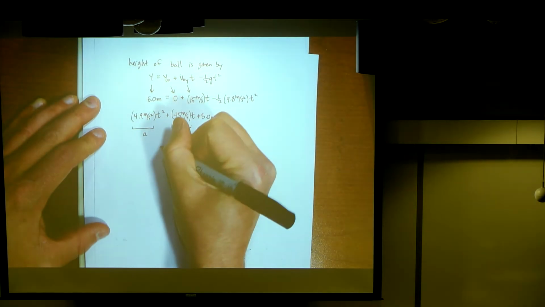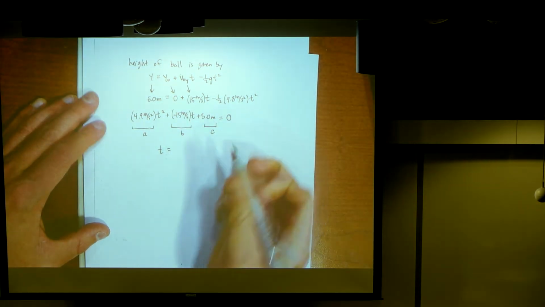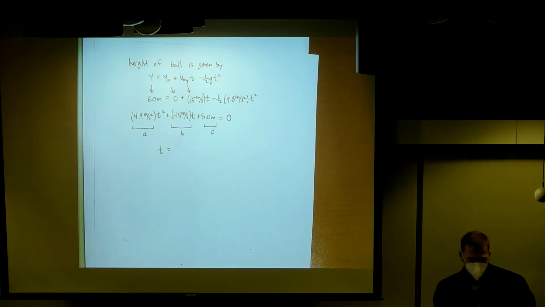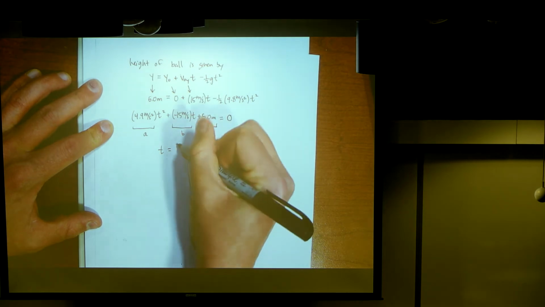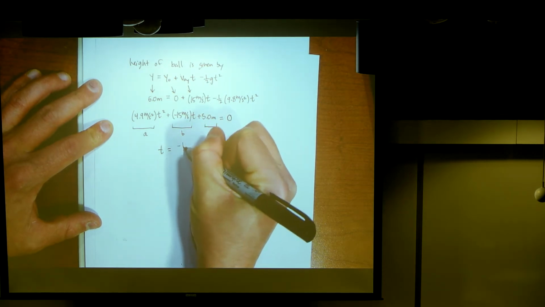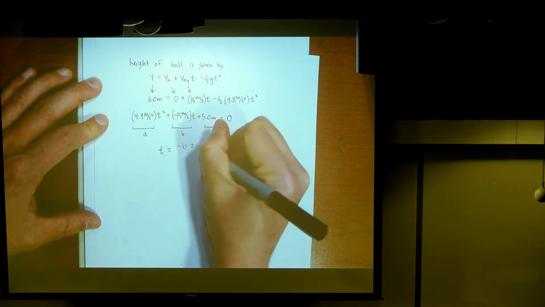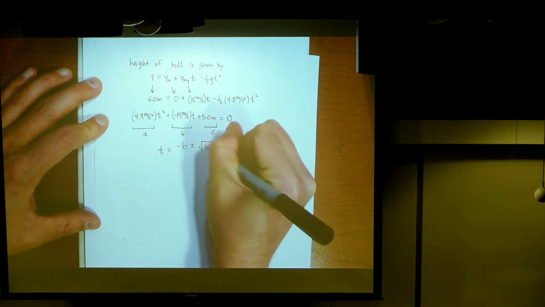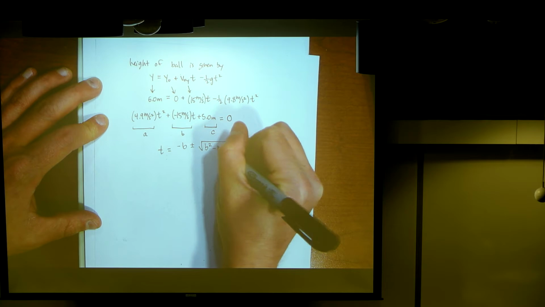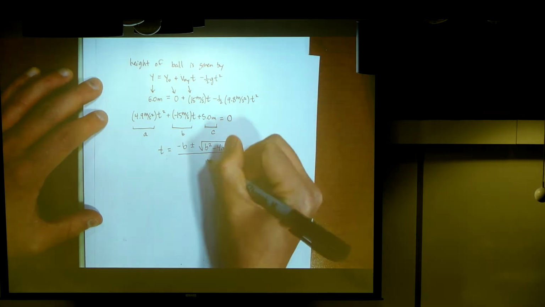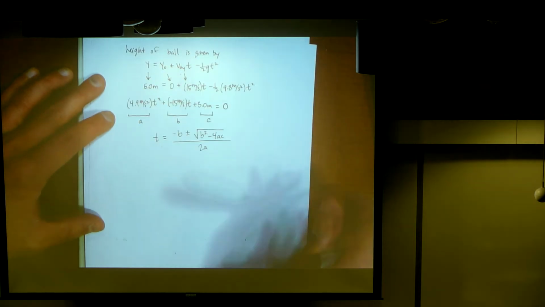All right, so we're solving for t. That equals, let's do the quadratic formula. What is it again? Negative b plus or minus square root b squared minus 4ac. So we start with negative b. So negative b plus or minus square root b squared minus 4ac over 2a. So let's put in what we know.